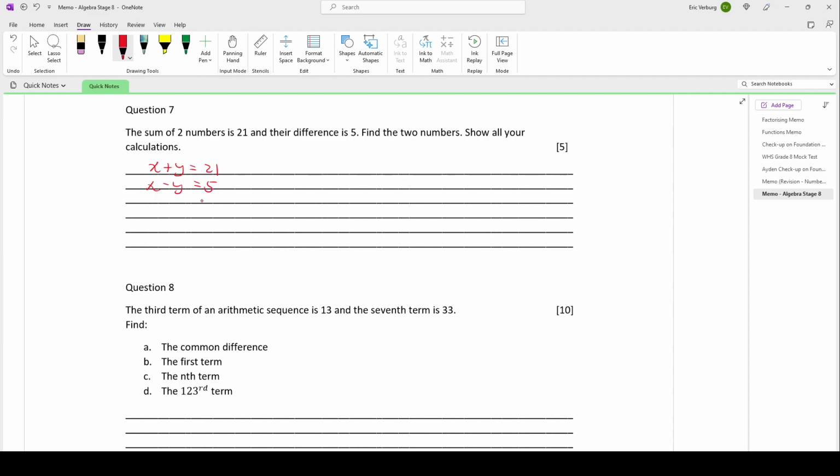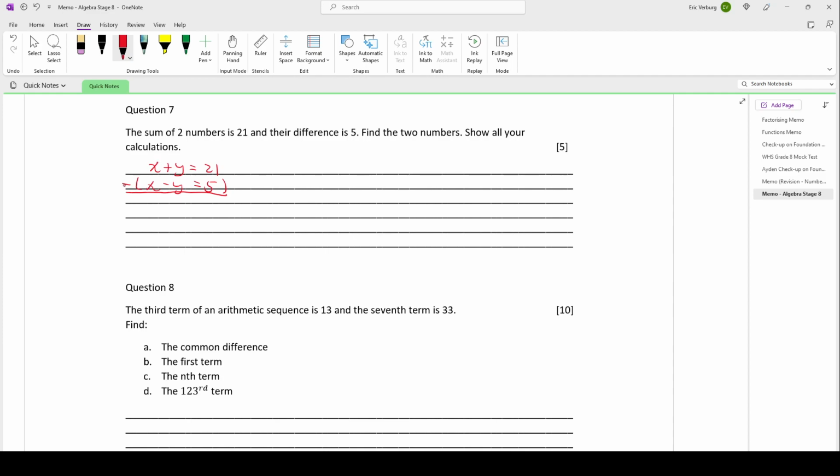Okay, so here we have two equations. We've got two variables, so we can solve them simultaneously. So I'm going to do them with the elimination method. So here, let's do this. I'm going to say let's subtract these equations from each other. So I'm going to subtract this.